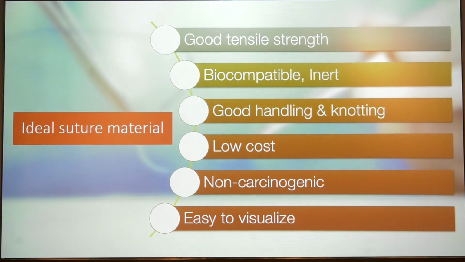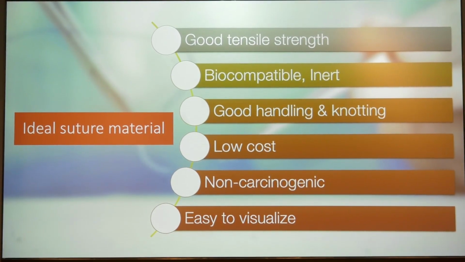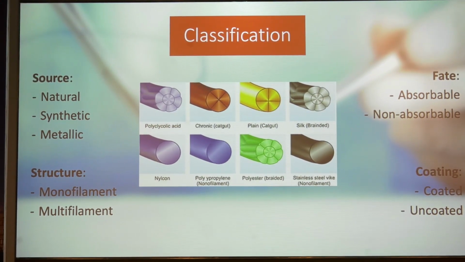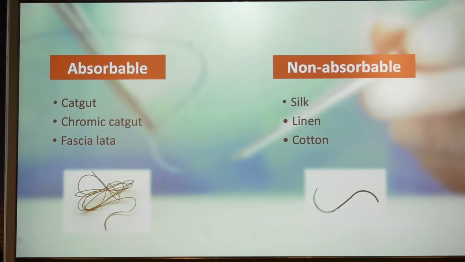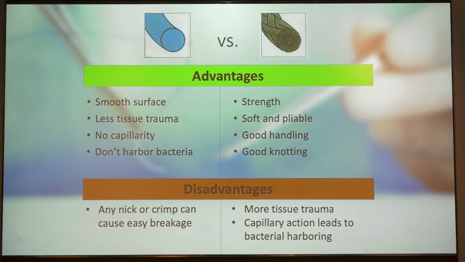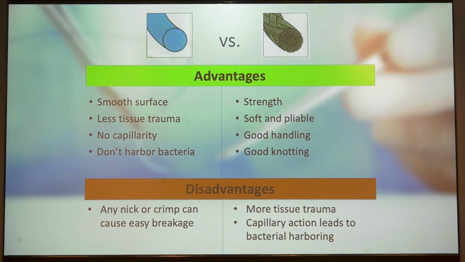The ideal suturing material should have a good strength, be able to knot well, and not be carcinogenic. We all know the basic classification of sutures based on their source, whether they're absorbable, non-absorbable, mono and multifilament. And these are the examples, and we're all aware of this. This is very basic. So the advantages of a monofilament suture is that they have smooth surfaces and less trauma, but they can cause nicks or crimps, which can cause easy breakage. And the multifilament ones have good strength, and the only disadvantage is that they have more tissue trauma.